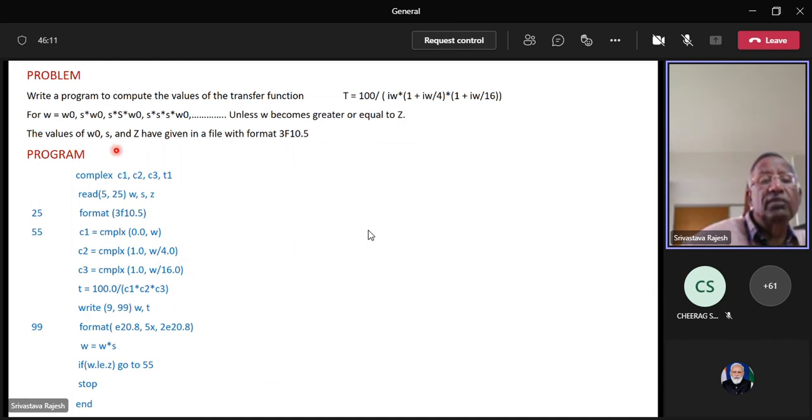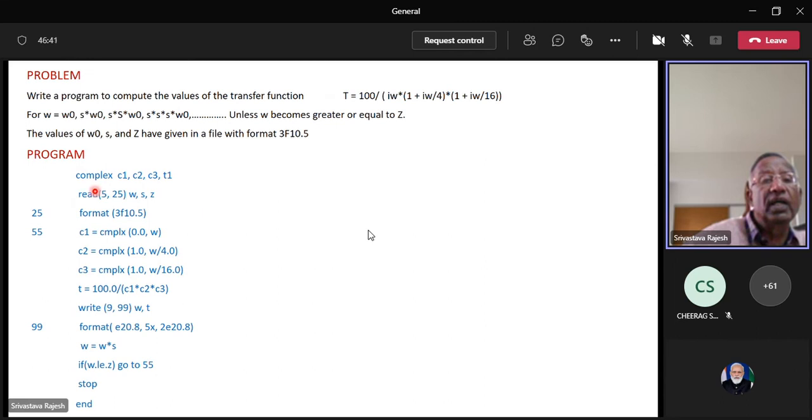The values of these are given in a file with the format 3f10.5. So if I give you a problem, it will be something like this: there is a transfer function for different values of omega, calculate this, read the initial value omega 0, s and z given in a file, and use the format 3f10.5 here.